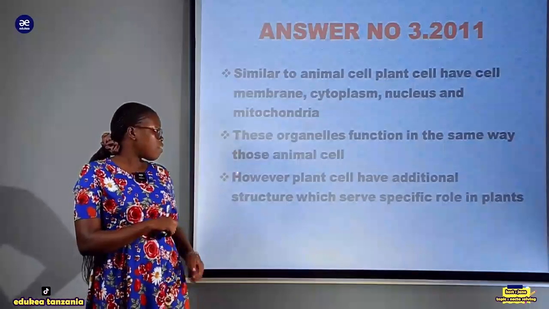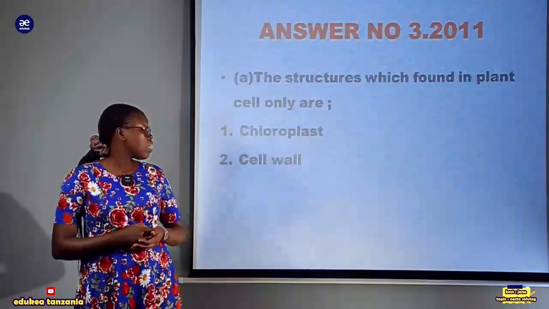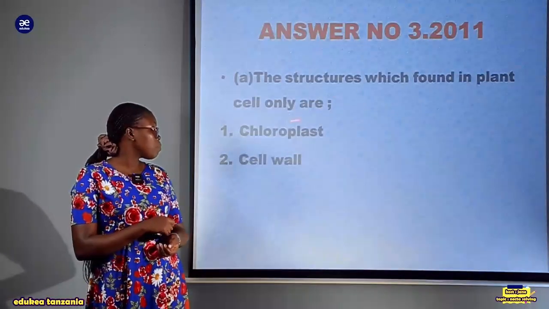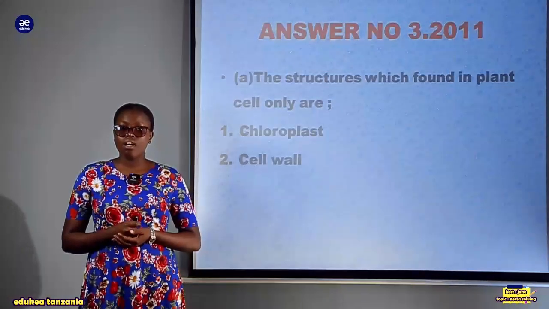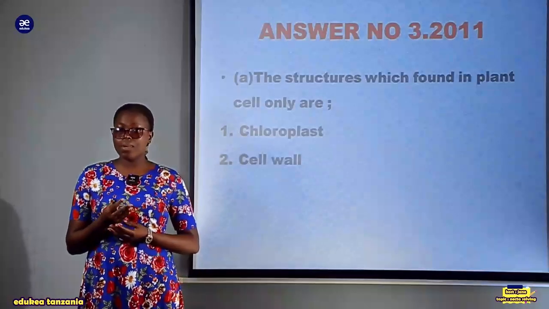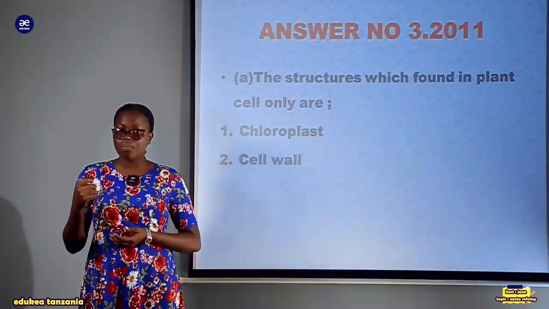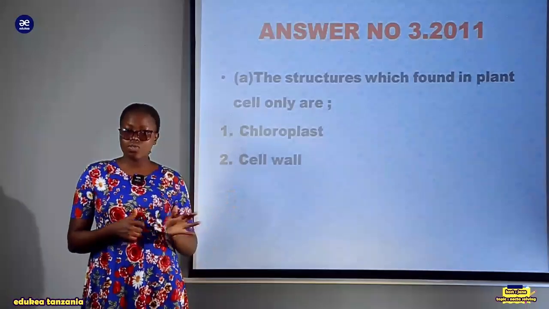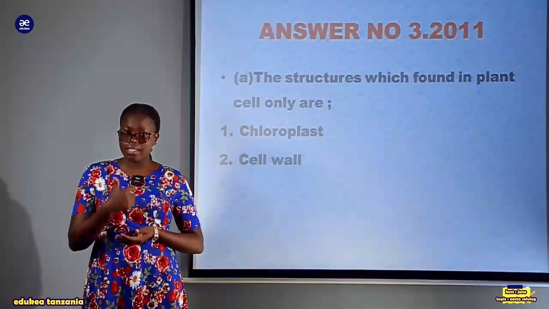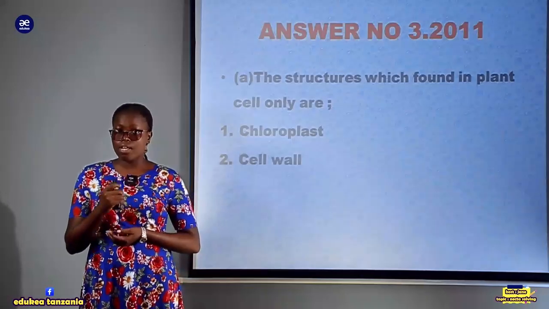However, plant cells have additional structures which serve specific roles in plants. These structures, which are found in plant cells only, are the chloroplast and the cell wall. So for question number 3, Roman A, you just needed to list the two structures found in plant cells only, which are the chloroplast and the cell wall. Those who answered like this are awarded all the marks for this question.